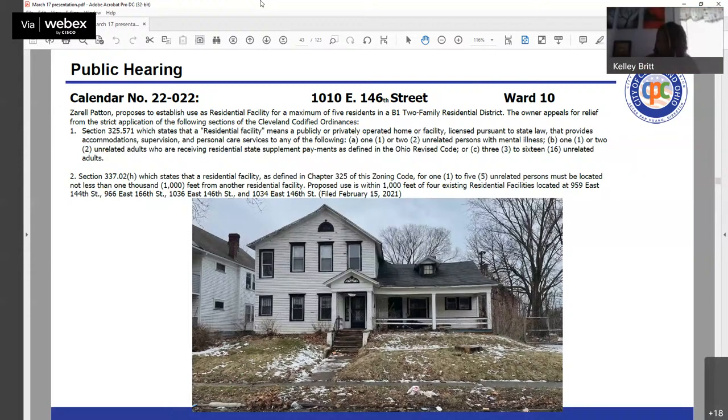We no longer have Councilman McCormick on with us, correct? Correct. So we move to calendar number 22-022. This is at 1010 East 146th Street. Zarell Patton proposes to establish use as a residential facility for a maximum of 5 residents in a B1 two-family residential district. The owner appeals for relief from the strict application of the following sections of the Cleveland Codified Ordinances as stated in the agenda and the public record, of which there are 2. To Ms. Brown for the oath.